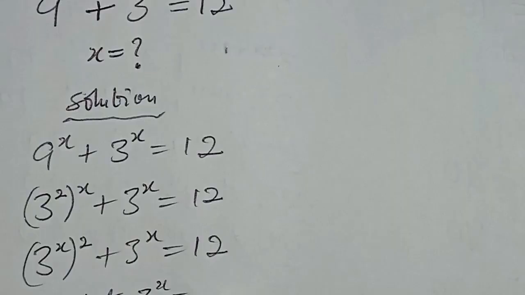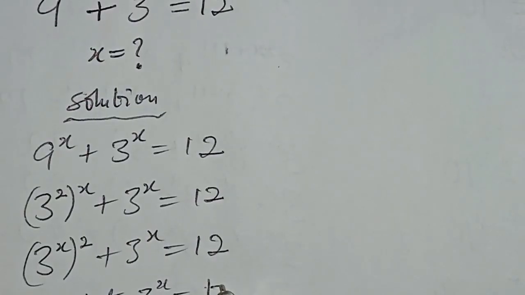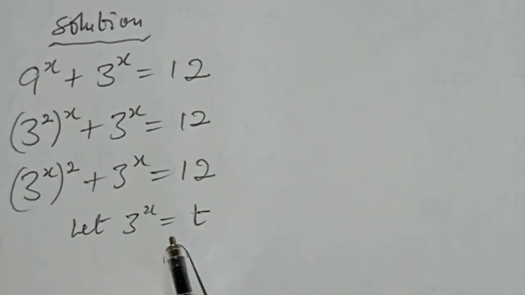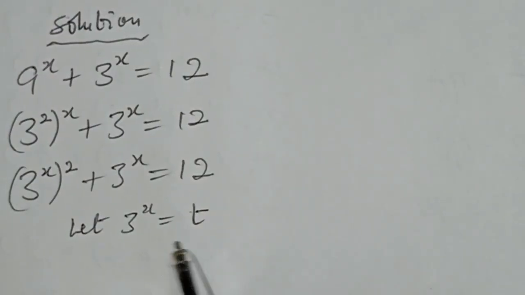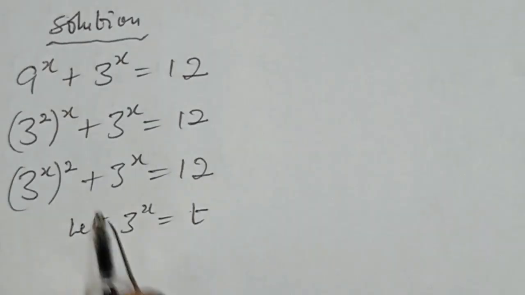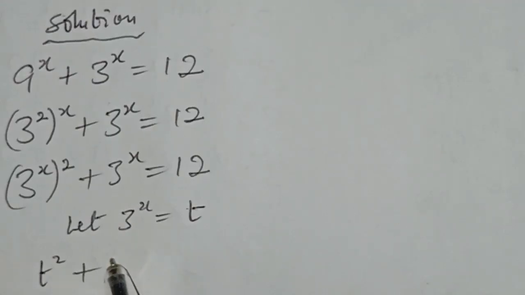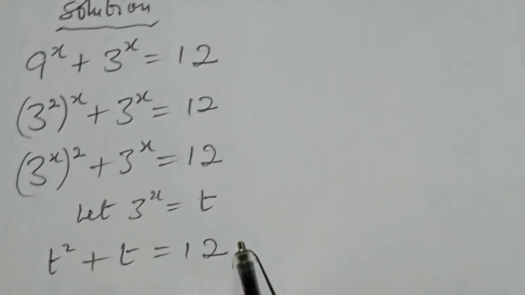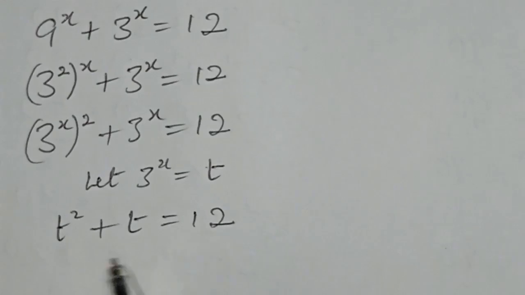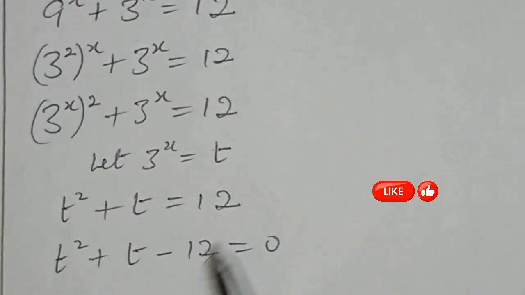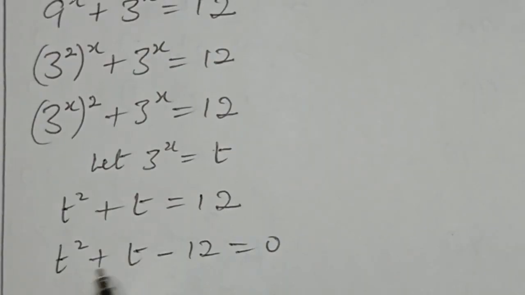Okay, now here we let 3 to the power of x equal to t. It means that our expression now becomes t squared plus t equal to 12. Now we bring the 12 to the left hand side. We have t squared plus t minus 12 equal to 0. This means quadratic equation.